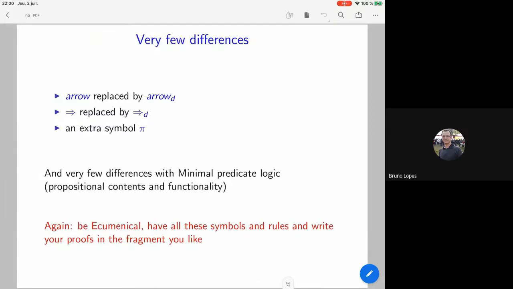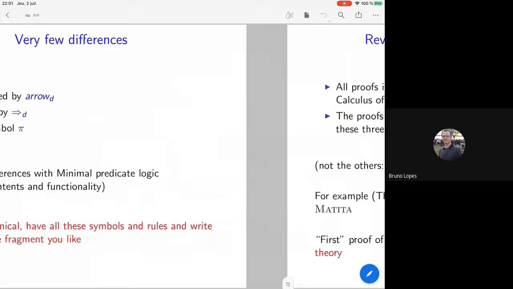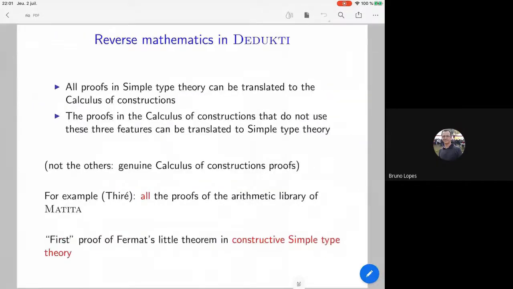And the same for the implication. And as you don't use the extra symbol pi, it's not harmful that this symbol pi exists, you just don't use it. But in the other direction, it works sometimes, but not always. If you have a proof in the calculus of constructions that genuinely uses the features of the calculus of constructions, you cannot translate it to simple type theory. But if all your arrows happen not to be dependent, and if the symbol pi is not used, then of course you can transform your proof so that it is expressed in the fragment corresponding to simple type theory.